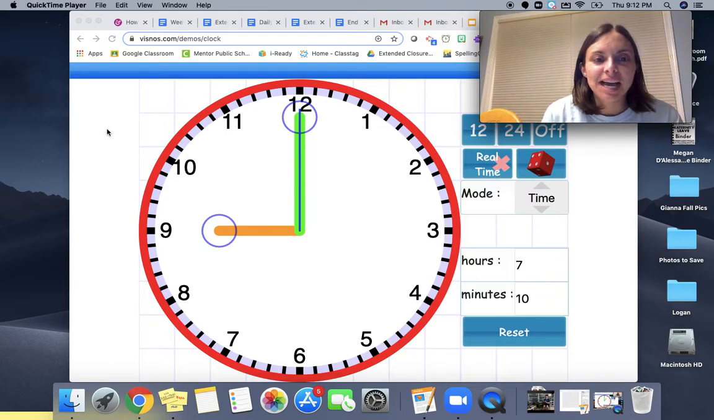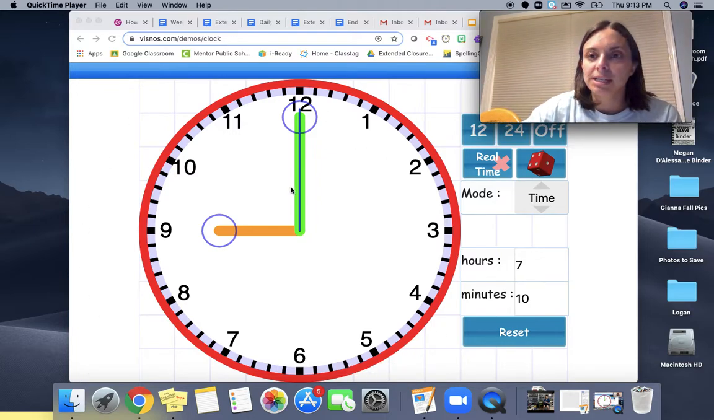Yesterday we reviewed telling time to the nearest 5 minutes. So I showed you some times on this analog clock and you practiced telling time. Today we're going to do some more. We'll do a few more review problems of telling time to the nearest 5 minutes, and then we'll move on to telling time to the nearest minute.